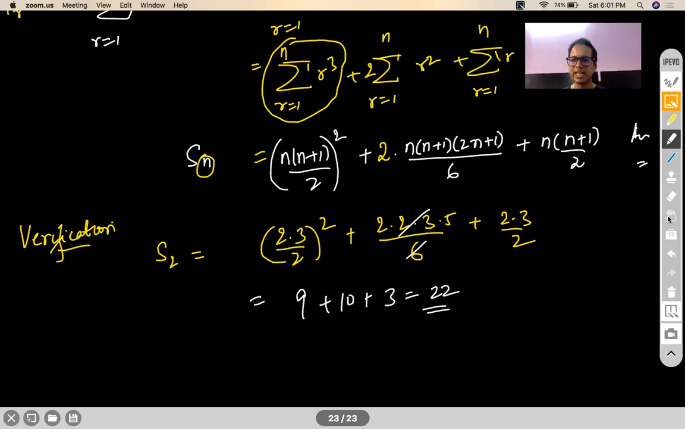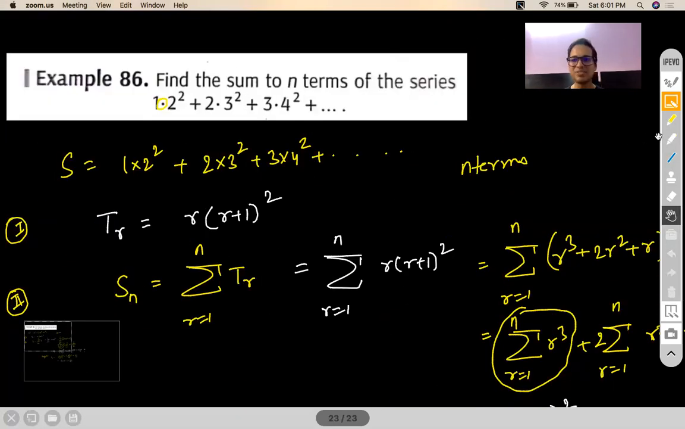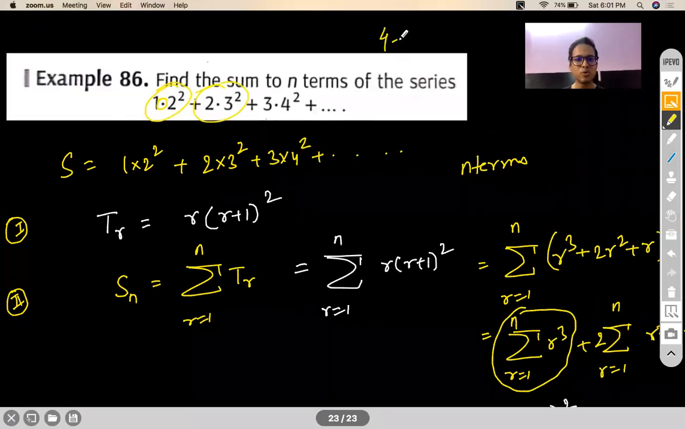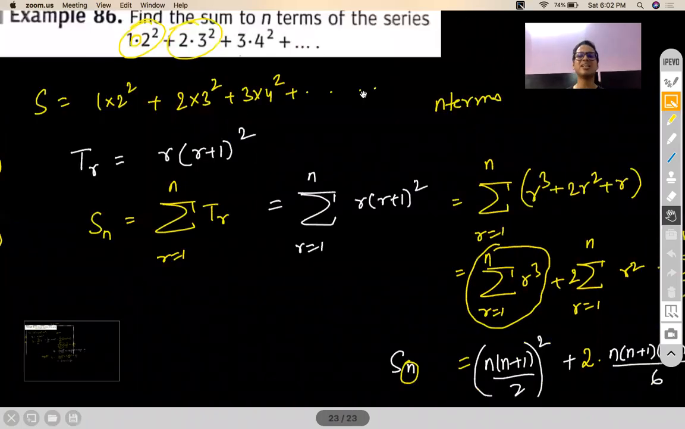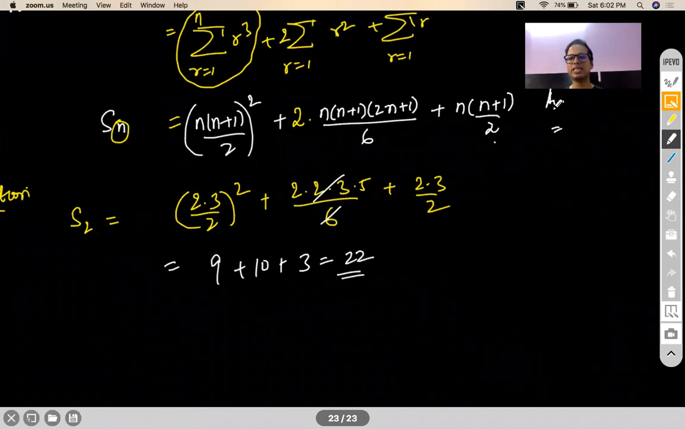22 I'm getting. Do I get the same when I add the first two terms? If I add these two, do I get 22? Check. 4 plus 18. Oh yes, I get 22. That means the result which I have got is absolutely correct. This is a very, very important activity. Many people don't do verification. They think that they are holier than anybody, and of course they would have got it correct. Right? It hardly takes 25 or 30 seconds to verify your result. Is it clear how it works?